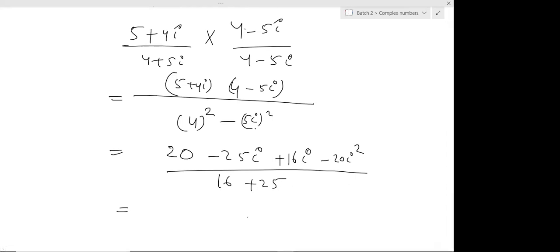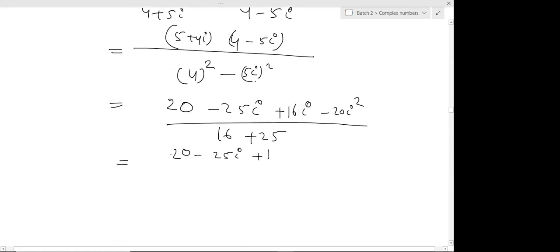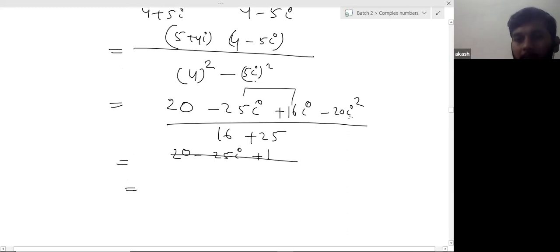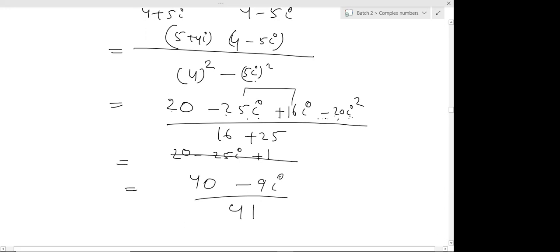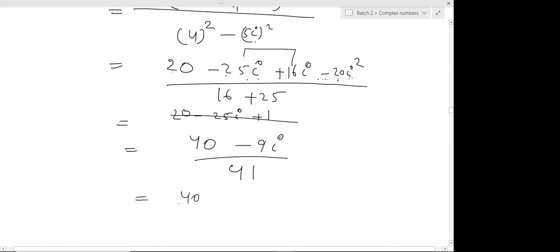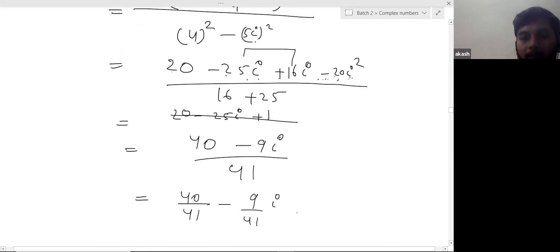Yes, sir. See, we can simply add these two and these two. This is i square, so i square is minus 1, minus minus is plus. So this is plus 20, plus 20 and 20 is 40. And here minus 25i plus 16i, that means minus 9i. Right? Here this is 41. Clear? Yes, sir. So we can write this as 40 upon 41 minus 9 upon 41i. So this is a plus ib form. All right, clear?